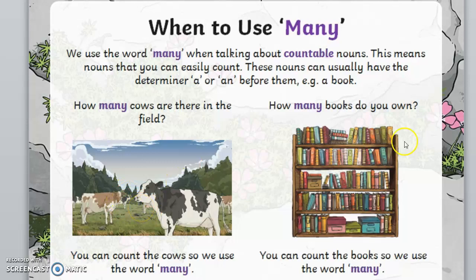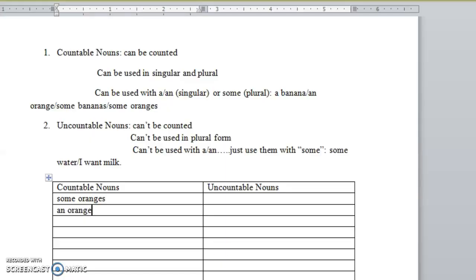I'm counting. How many books do you own? So books, it's countable and it's plural, so we use many. I have 100 books, for example. Okay, so again, if it's one cow, I say I have a cow, which means one. But if it's plural and I want the specific number, I use many. So many is used with countable and plural. I will add it here.